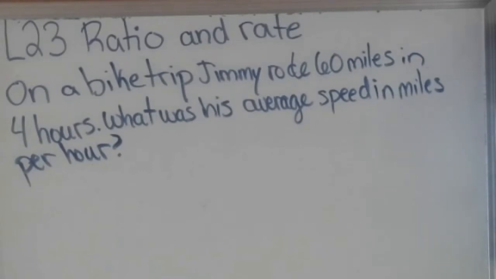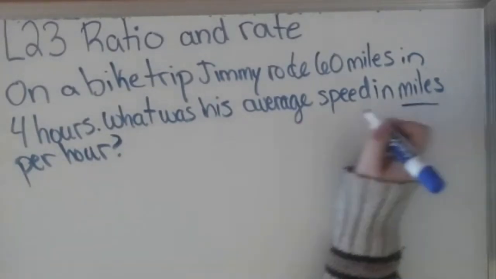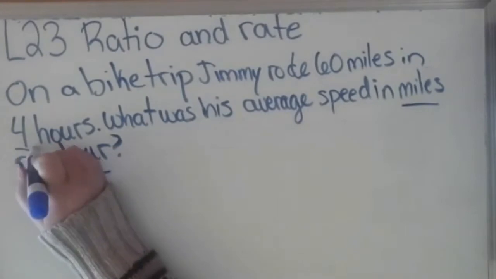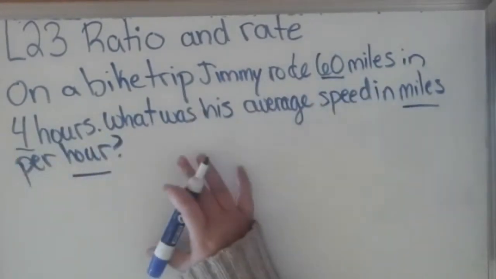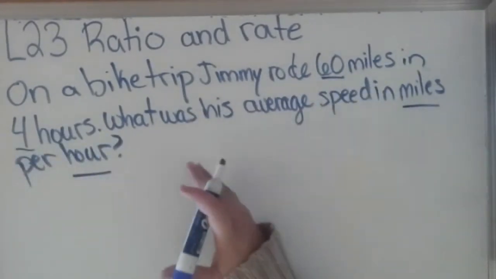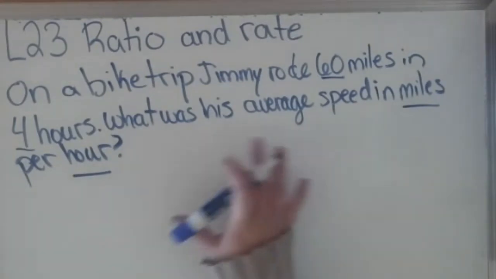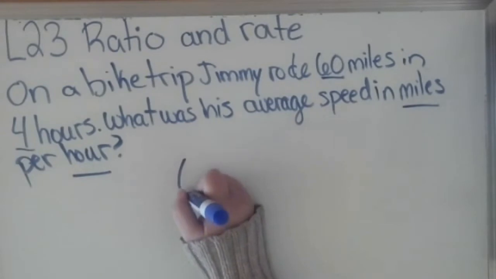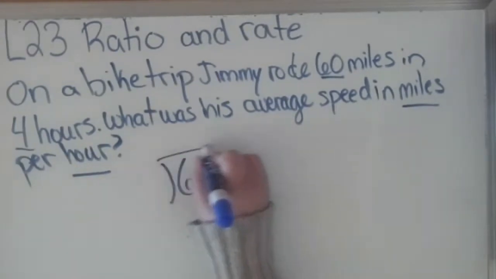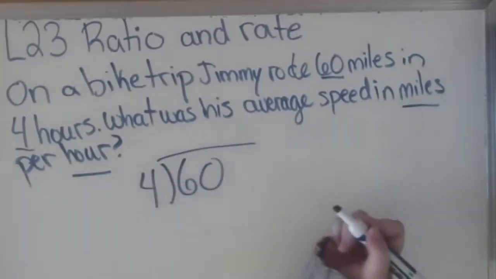What was his average speed in miles per hour? So what we do is we take, because we want miles per hour, and we know 4 hours was 60. So we want to break that 60 up into groups so we can look at what's in one of the groups instead of all 4 hours. So to do that, we're going to take 60 and we're going to divide it by 4.